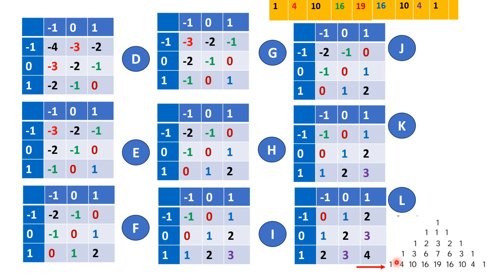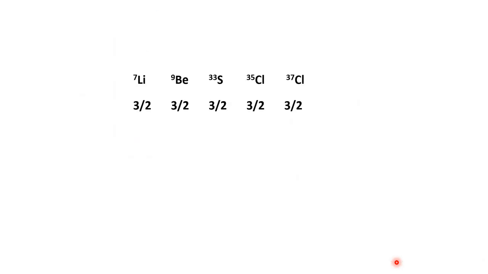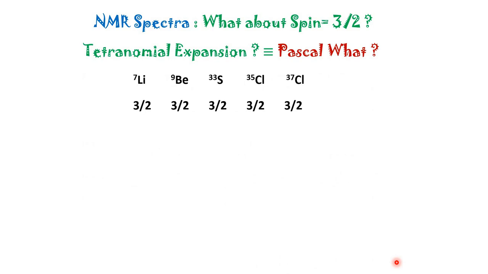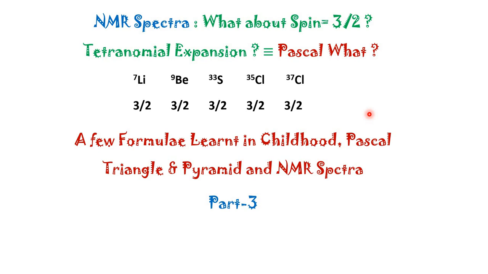So I think up to this point it's very clear for you, but you can ask another question that okay, we have done for I equal to 1, but it's not a general case. So what if I equal to 3 by 2? You can ask the question, of course, and then again by our common sense we can think of a tetranomial expansion, and then you have to search whether it is a Pascal triangle or pyramid or something else, and then finally to answer the NMR in general.